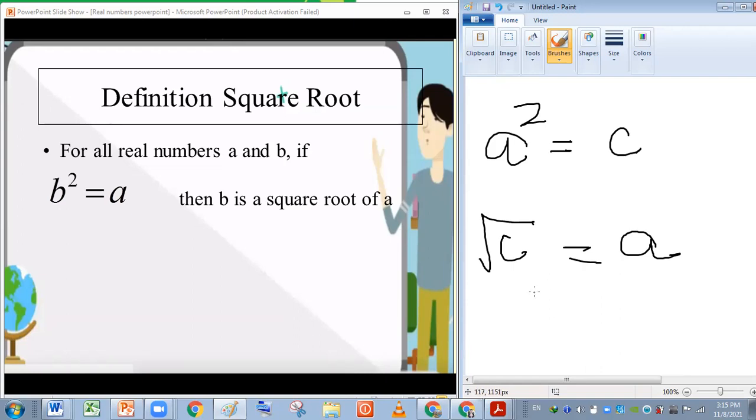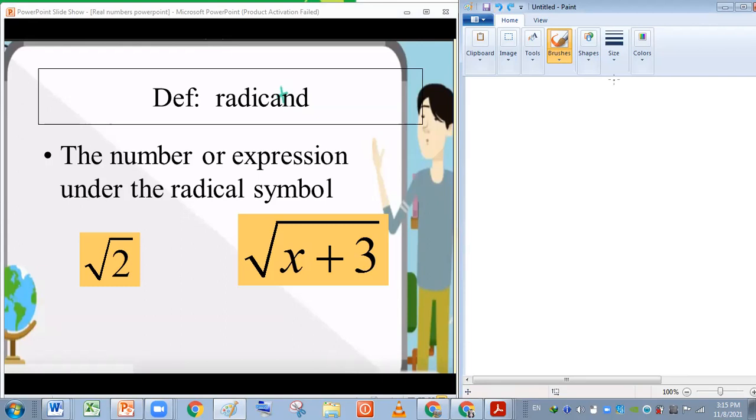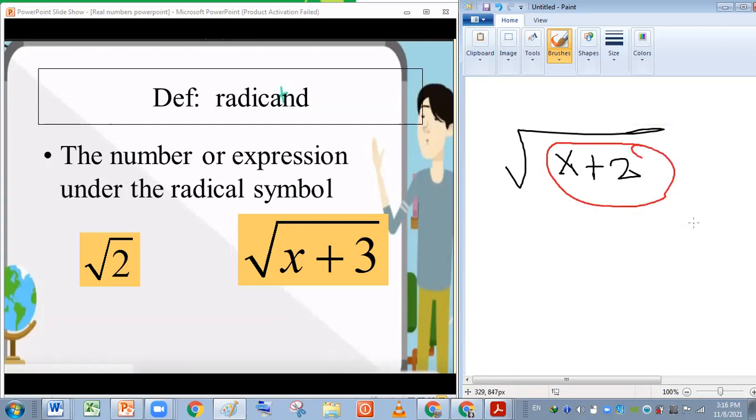Okay, so that is now the definition of square root. The expression under the radical symbol is called the radicand. So please remember that when we have something like the square root of x plus 2, the radicand here is all of this, x plus 2, because it is inside the radical symbol.